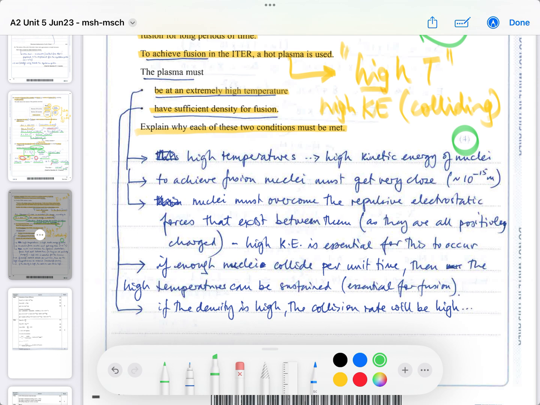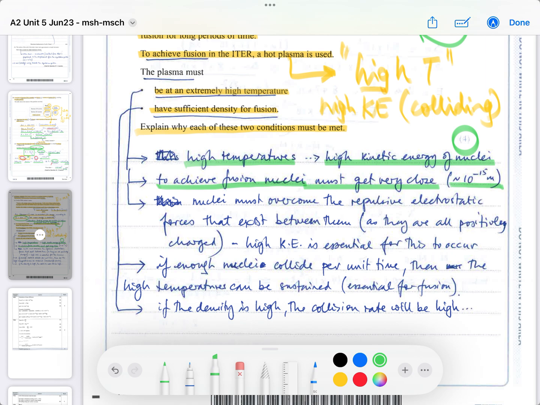So, first of all, high temperatures. High temperatures means the high kinetic energy of nuclei. Okay, 1 mark. To achieve fusion, nuclei must get very close. And by very close, we're talking about nuclear sizes, so 10 to the minus 15.